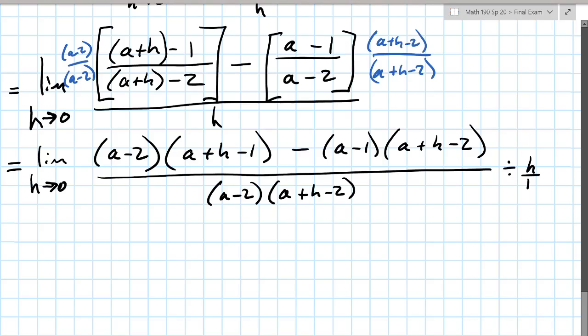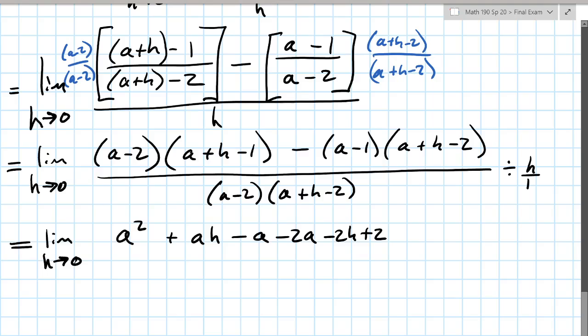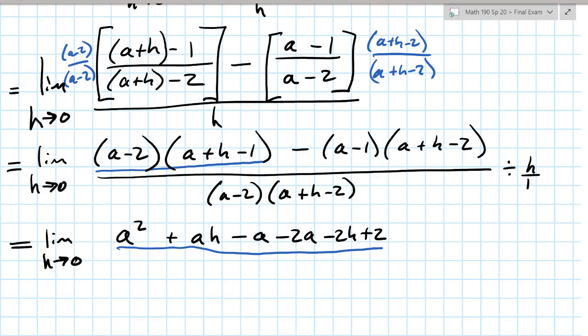So the goal is to simplify this numerator, and in order to do that, we're going to have to open up these parentheses and do some distributing. So we've got the limit as h approaches 0 of a squared plus ah minus a minus 2a minus 2h plus 2. So there's my first set of parentheses opened up. Okay, I'm going to leave this minus here. I don't really need those parentheses. I'm just doing it so you can see where it's coming from.